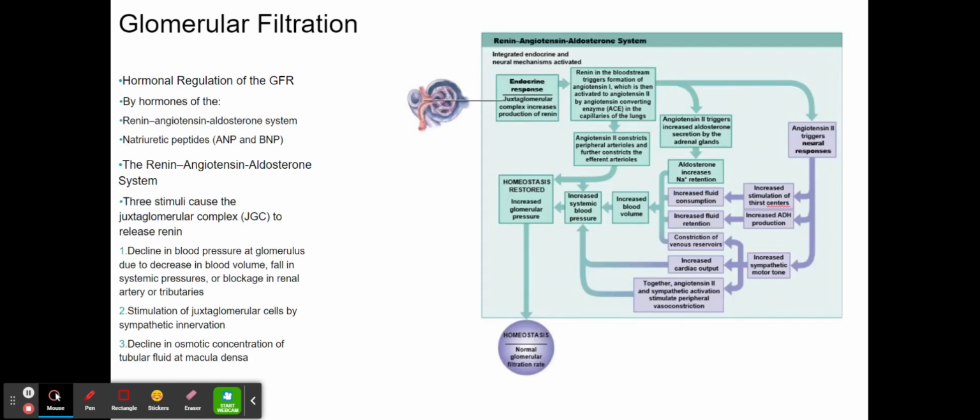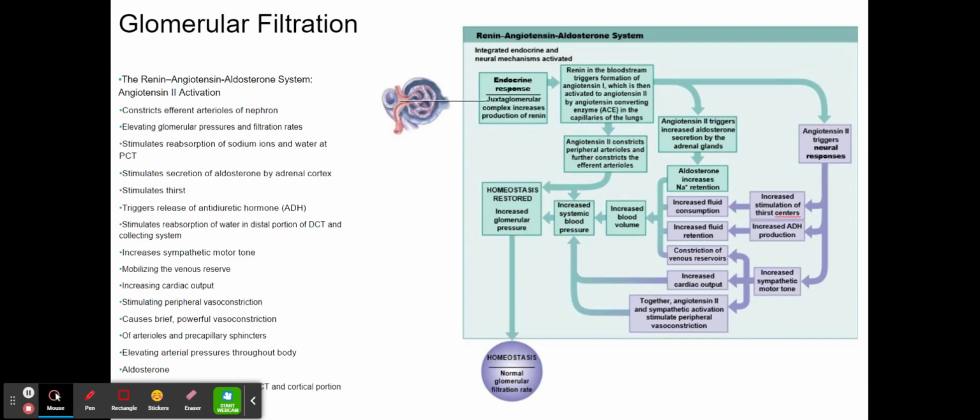The GFR is regulated by hormones of the renin-angiotensin-aldosterone system and the natriuretic peptides, ANP and BNP. There are 3 triggers for the release of renin by the juxtaglomerular complex. They are: 1. A decrease in blood pressure at the glomerulus as a result of a decrease in blood volume, a decrease in systemic pressures, or a blockage in the renal artery or its branches. 2. Stimulation of the juxtaglomerular cells by sympathetic innervation, or 3. A decrease in the osmotic concentration of the tubular fluid at the macula densa. These triggers are often interrelated.